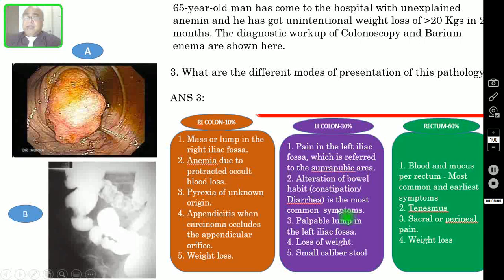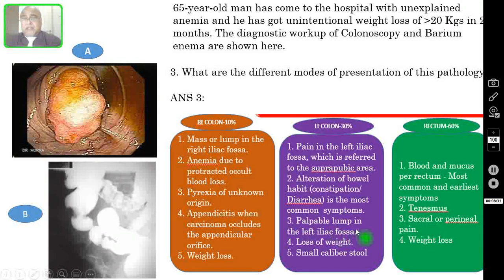After some time, whichever fecal matter is stagnant proximal to the growth or proximal to the stricture will get liquefied by the bacteria in the large bowel, and then it will become liquid in nature, so that alternatively the same patient will have constipation for some time, and then if the fecal matter gets liquefied, the same patient will have loose stools also. This is a very characteristic feature of left-sided colonic carcinoma.